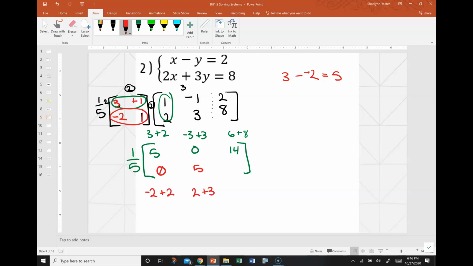All right, and then we're going to multiply this last row by this last column. We've got negative 2 times 2 is a negative 4. And 8 times 1 is 8. Negative 4 plus 8 is 4. And remember, these are after the equal sign.